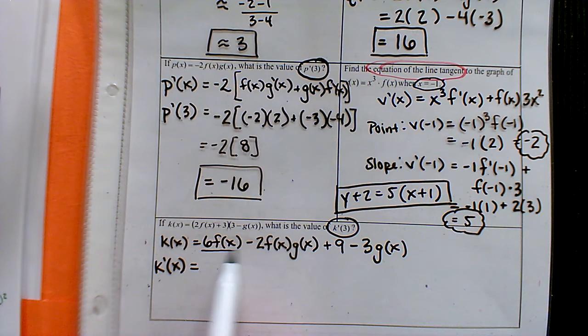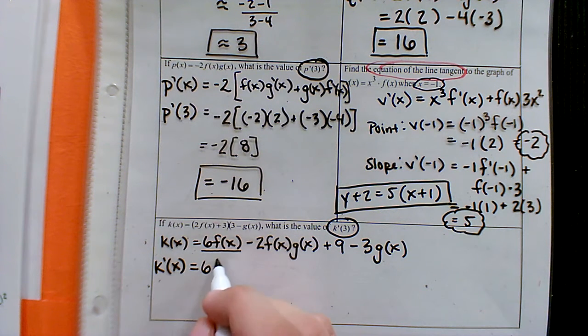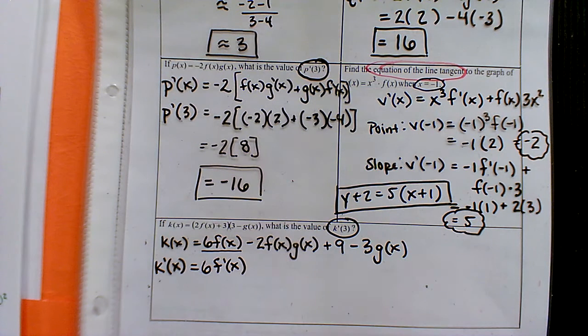So look at your first term here. The 6 is a constant multiplier coefficient, so we'll keep it. How do you want to represent the derivative of f? Maybe we'll write f prime. If you look at the next term, we have minus 2 as that coefficient, so we'll keep it. But then how do you want to find the derivative of f of x times g of x?